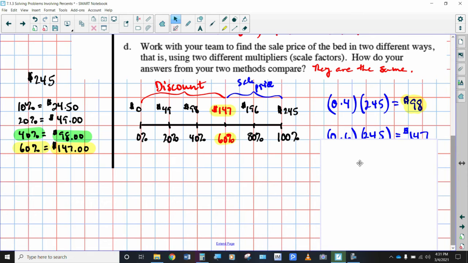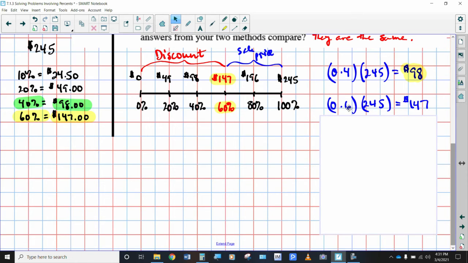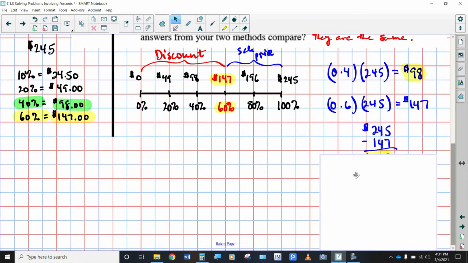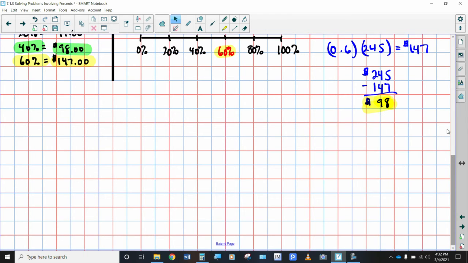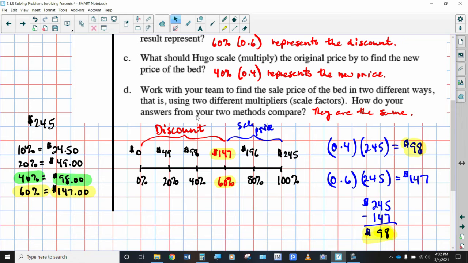The second way that we could do this using a multiplier would be to actually find the amount of the discount and then subtract that from the original amount. And there, we're getting the exact same thing. So I actually did it in multiple ways. We did it with the diagram, we did it using some mental math, and we did it using our multipliers. 3 different ways to get the same answer each and every time. 40% is what you're paying, that's $98. 60% is the discount, that's $147. Depending on what piece of information you're asking for, you can either use this multiplier for the sale price or that multiplier to find out the amount of the discount.